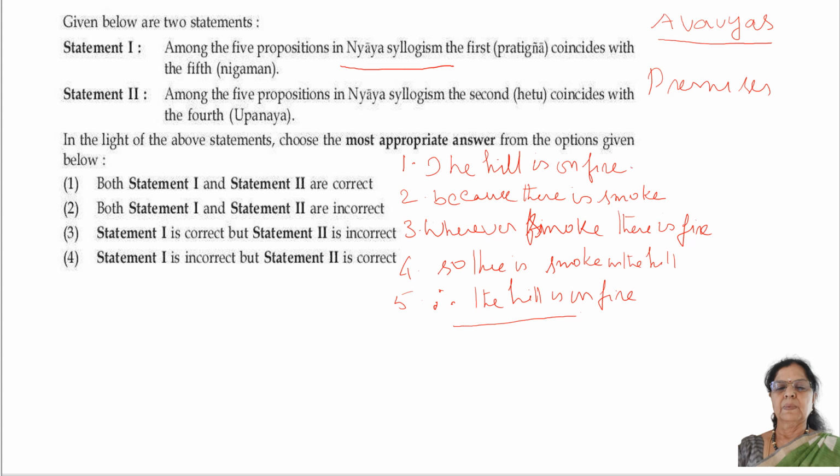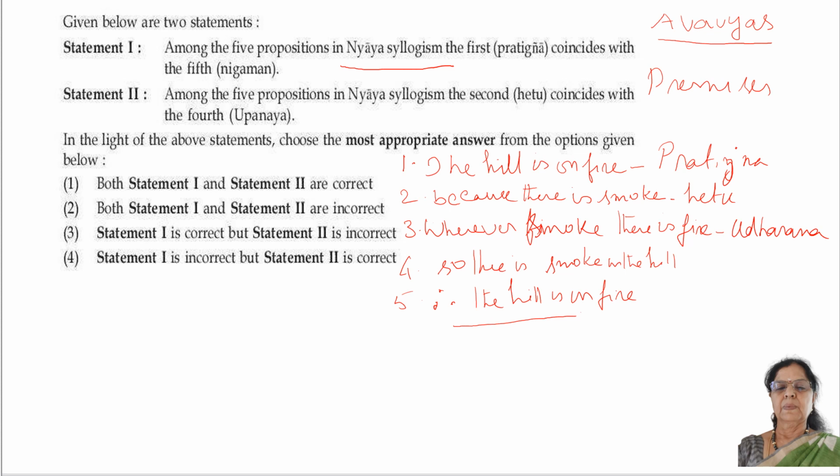The first proposition is called pratigna. And the second one is the hetu, or the reason. And the third statement is udaharana.